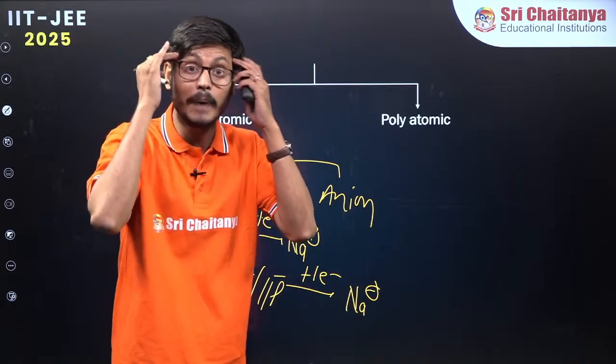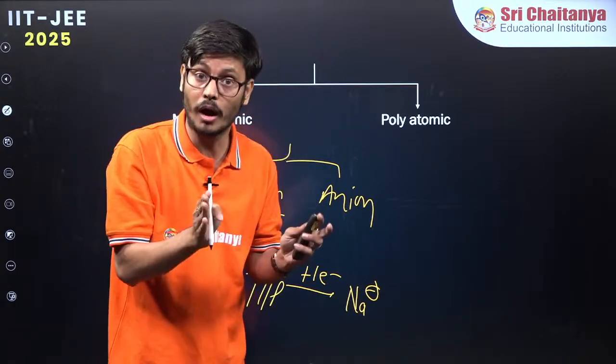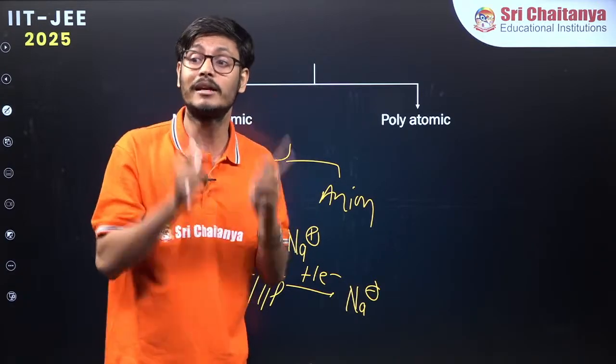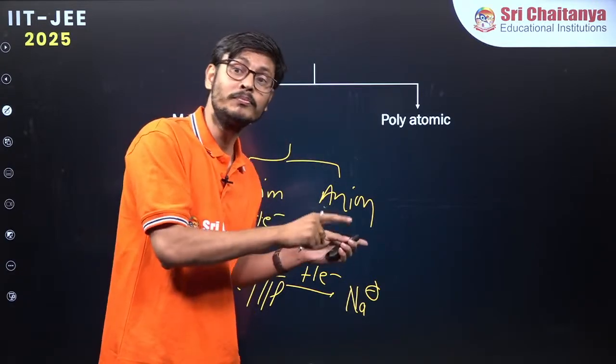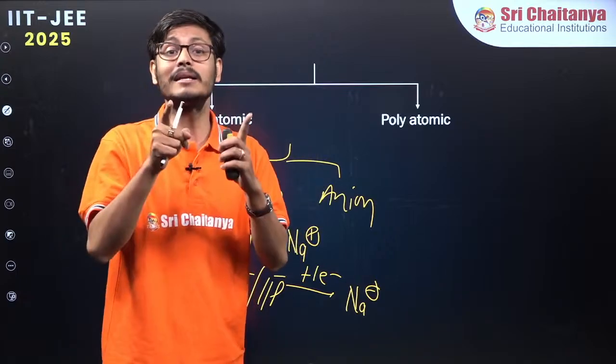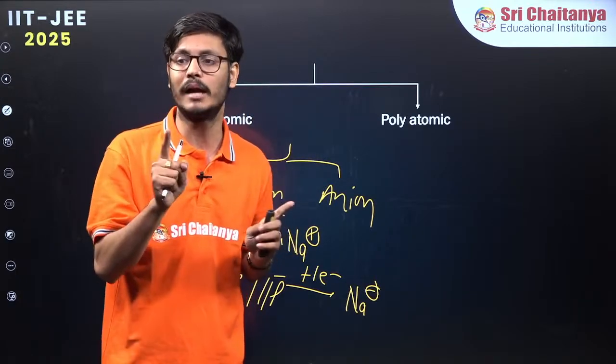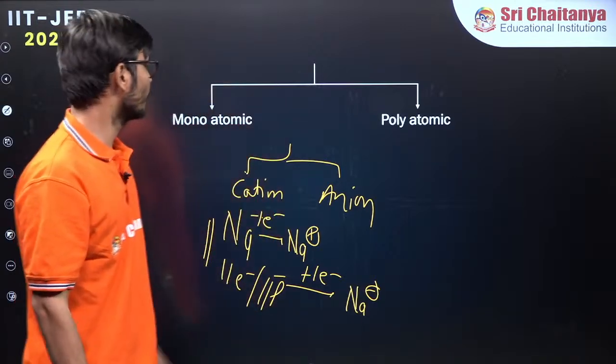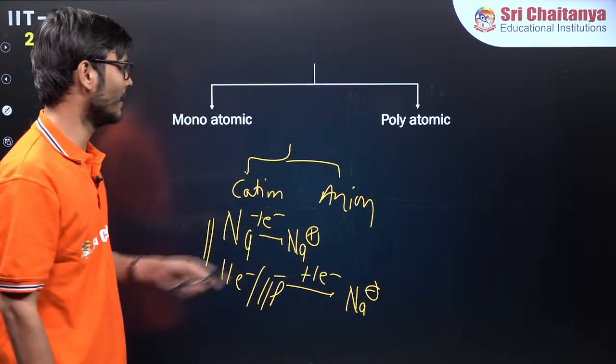Don't think about removing or adding protons. We cannot add or delete protons. We are only looking in terms of electrons. Electrons can be removed, electrons can be added, and that is how a chemical reaction takes place. We'll come to that. Don't think about the proton. Okay, so now, cation and anion we have seen.